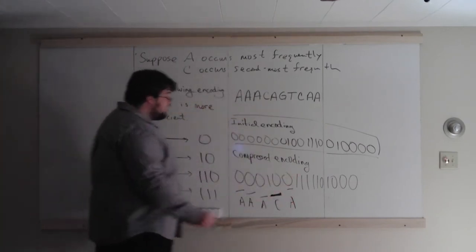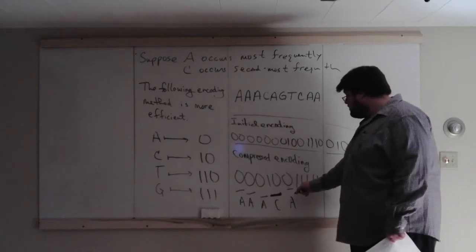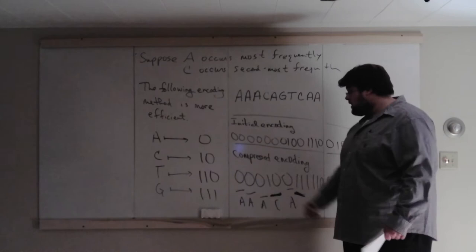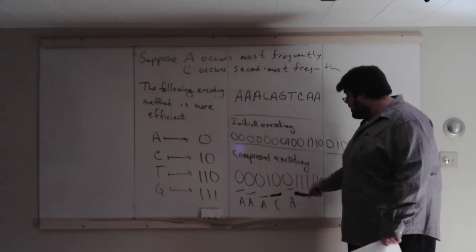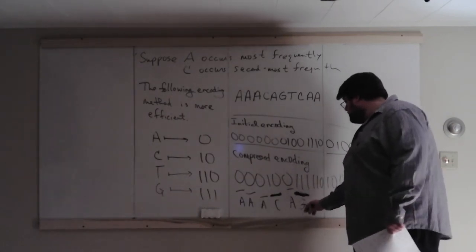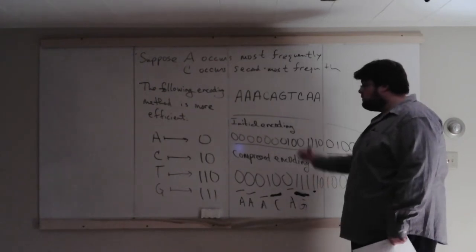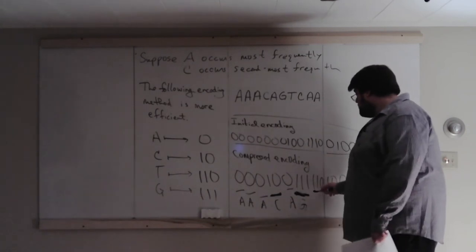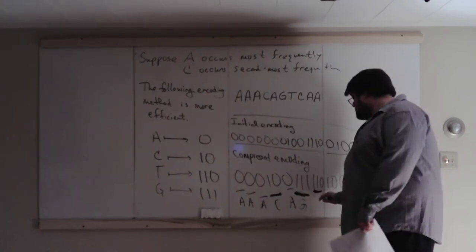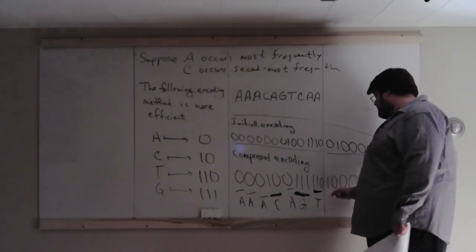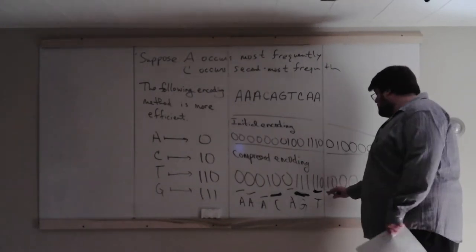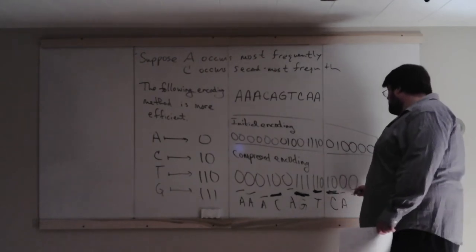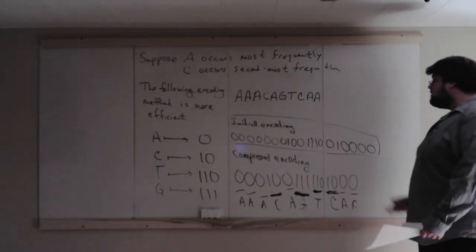Now the next one we have 1, which isn't there, 1, 1, which also isn't there, but 1, 1, 1 is there, and that's G. And then next we have 1, which isn't there, so you have to go to the next character. 1, 1, which isn't there, so you have to go to the next character. 1, 1, 0, which is there, that's a T. And then 1, which isn't there. 1, 0 is there, so that's a C. And then 0 is A, and 0 is A. So you could go forward and backwards with this.